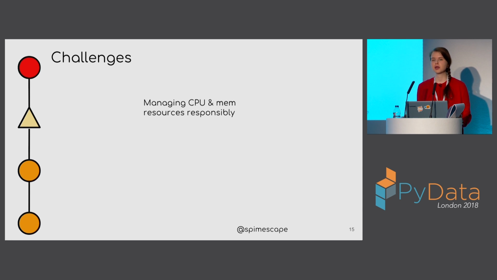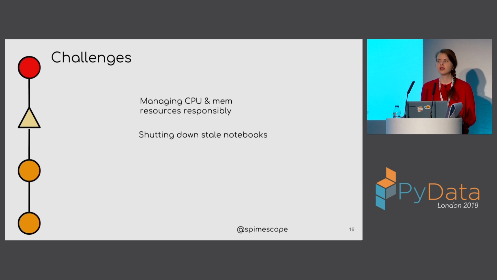Some of the users might be malicious and intentionally try to starve the system, for example, by launching something really CPU intensive, or it could be just accidental. So we have to find a way to limit a user's process to only use a certain amount of CPU and memory so that we can share the platform among multiple users. Second of all, we have to find a way to clean up resources that aren't used anymore, for example, stale notebooks or files, things like that.